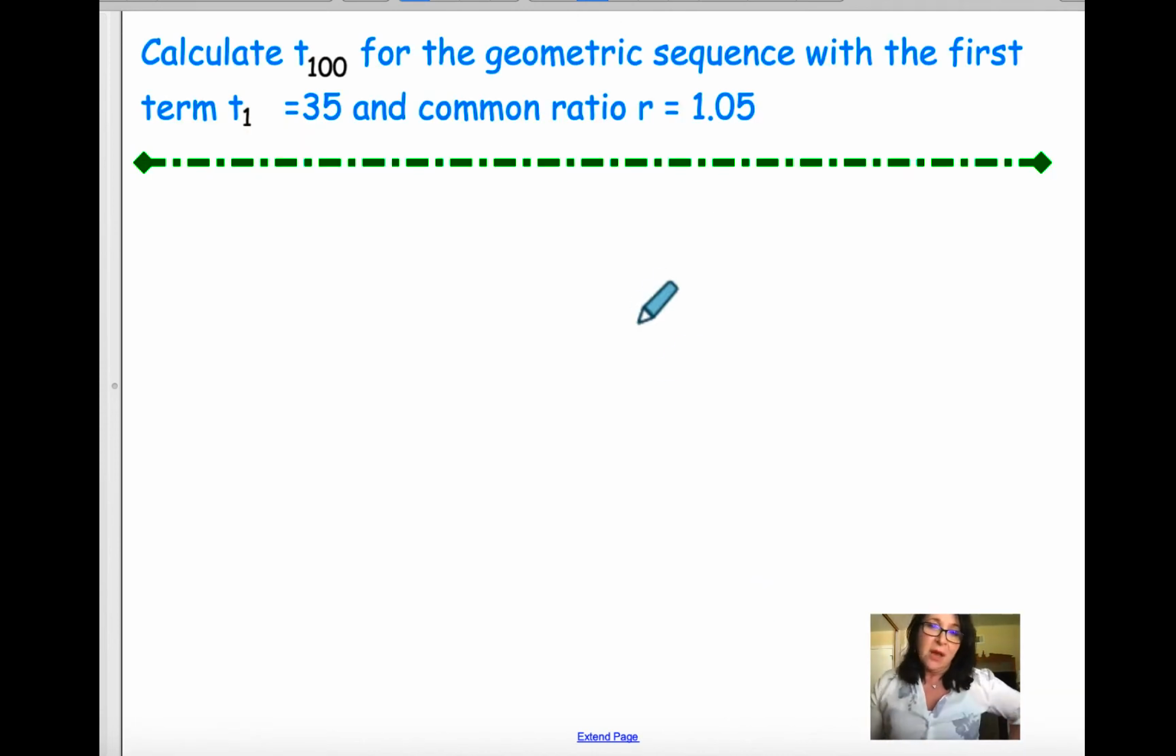So if you're only supposed to be writing fractions, you can write that value as a fraction. For this problem here, I want you to calculate the 100th term, so T of 100, for the geometric sequence with the first term being 35 and the common ratio.